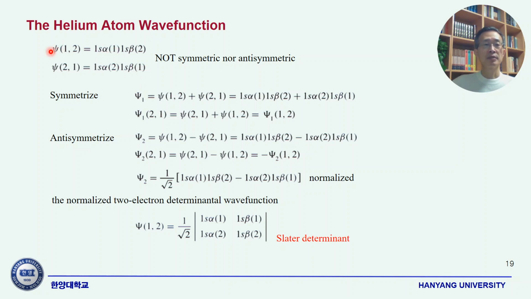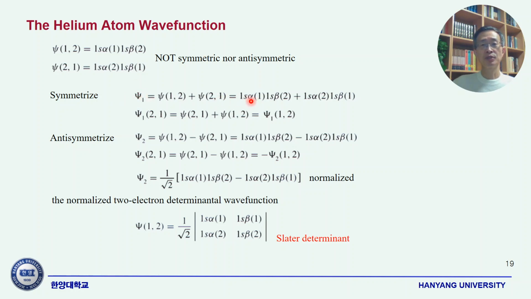So if you compare psi12 and psi21, they are neither symmetric nor antisymmetric. Symmetric means psi12 equals psi21, and antisymmetric means psi12 equals minus psi21. So it's neither symmetric nor antisymmetric. If you want to symmetrize, this is the way: you just take psi12 plus psi21. First way, I would say.